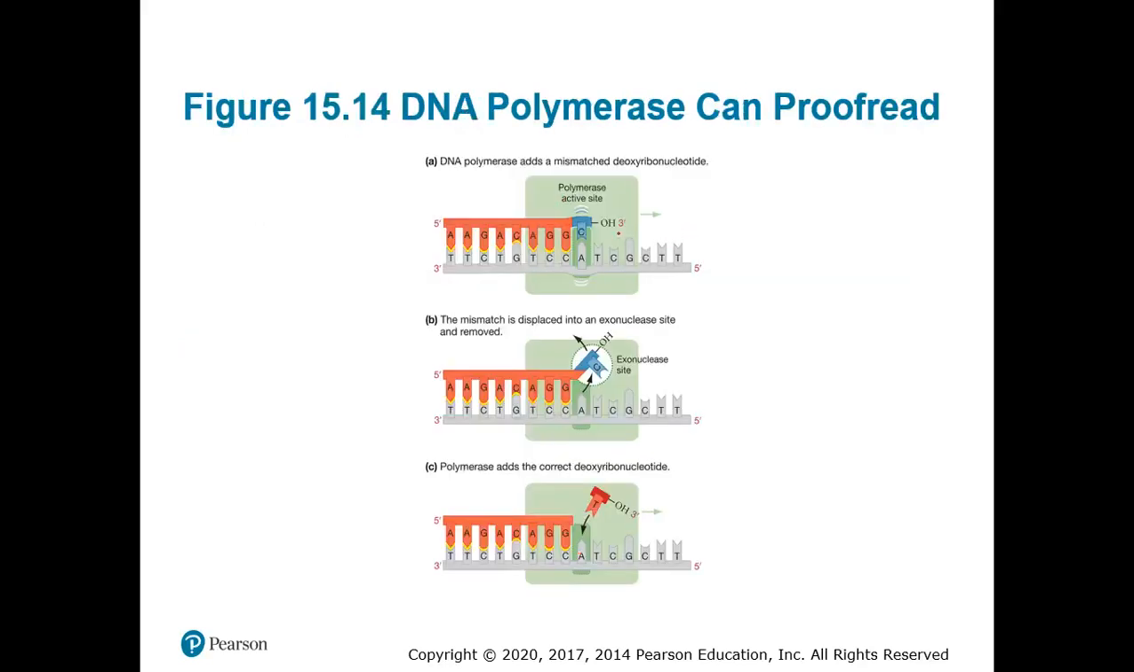So here's what that looks like. Here's our polymerase. Here's our big green box. You'll see it made a mistake. It added an A to a C. That's going to cause a little bulge in our new strand. It's an incorrect base pairing, very distinct shape. So what it can do, it can shift that wrong base into that exonuclease site. It can essentially just shove it over, and then it will add in the new base. It will replace it with the correct base, which is a T in this case.